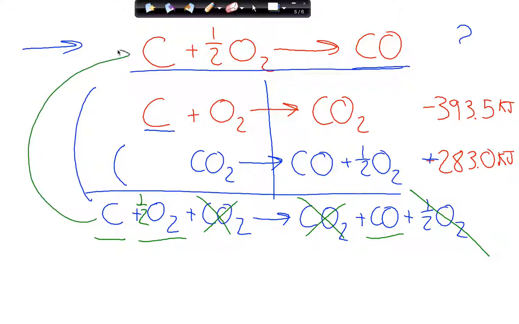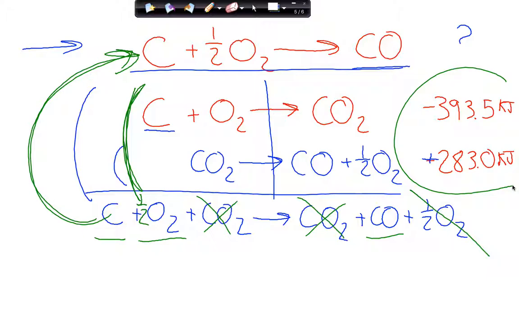Well, that is this. And the idea then is this: if these add up to this, then these add up to this. That's Hess's law. So now all we have to do is the math. So negative 393.5 plus 283, because we had to change the sign, and the enthalpy change for this reaction is negative 110.5 kilojoules.